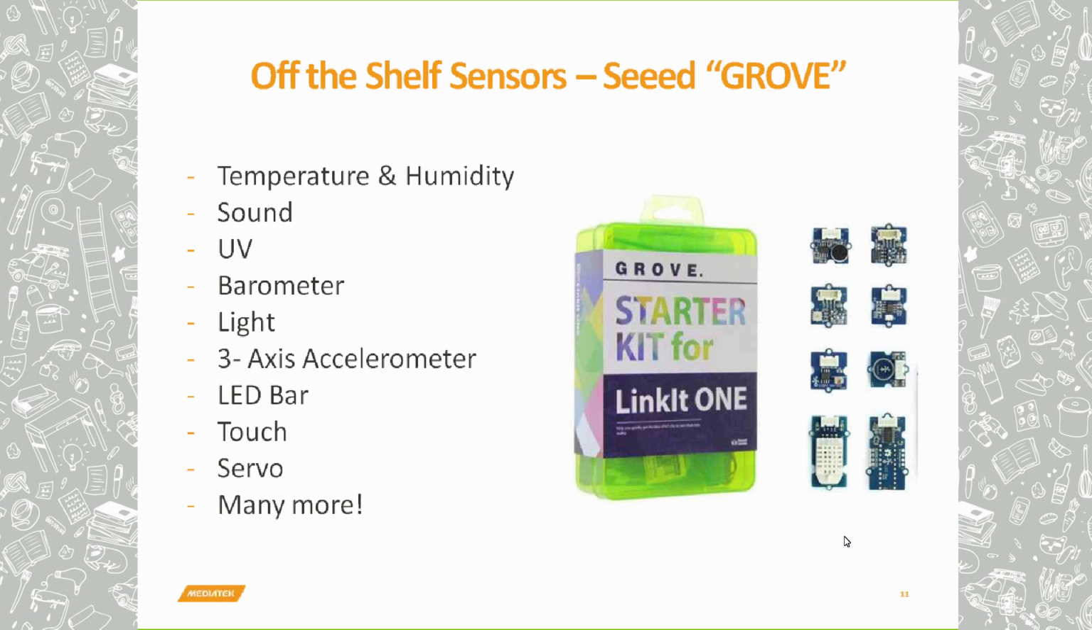These are some sensors. As I mentioned before, there's this Grove system developed by Seeed Studio, which makes it very easy to connect sensors. So there's a starter kit for the LinkIt ONE we recommend. It has already many sensors inside, so temperature and humidity, sound, UV, barometer, light, and many more. And as I said, it's very easy to use them, as you just have to plug them into the Grove connectors on the board, and off you go. There are many example codes as well on the Seeed Studio website and on our website to make them work.